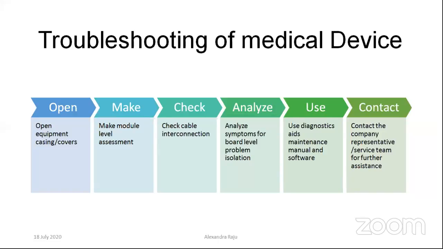So the equipment will be either under an AMC contract or a CMC contract, that is, the annual maintenance contract of the equipment or the comprehensive maintenance contract. This includes a service, so the company is supposed to provide the service when the equipment goes faulty. Or even in a CMC contract, they can replace the faulty parts. That is an agreement between the medical device company and the user. So we can contact the company person for further assistance if the biomedical engineer is not able to resolve the equipment problems.